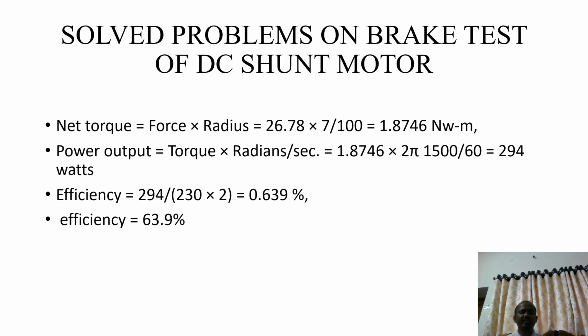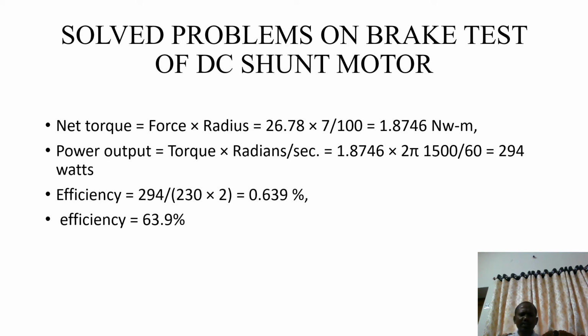Next, calculate the torque. You know the torque is equal to force into radius. Force we calculated as 26.78, radius is 7 by 100, which gives 1.8746 newton-meters. Therefore, output power is equal to torque into radians per second. Value of net torque is 1.876 newton-meters. Substitute here, and radians per second is 2 pi into 1500 by 60, which gives 294 watts.